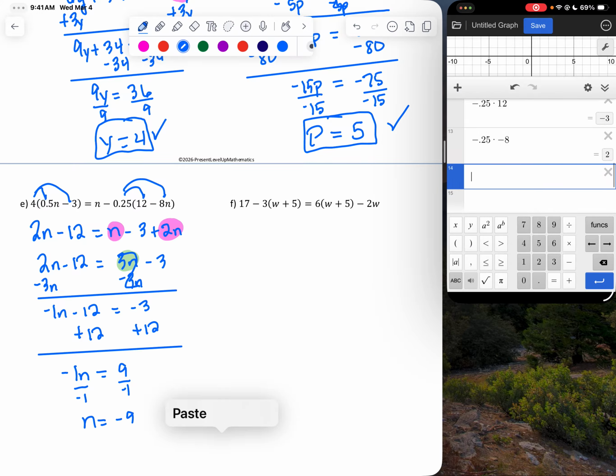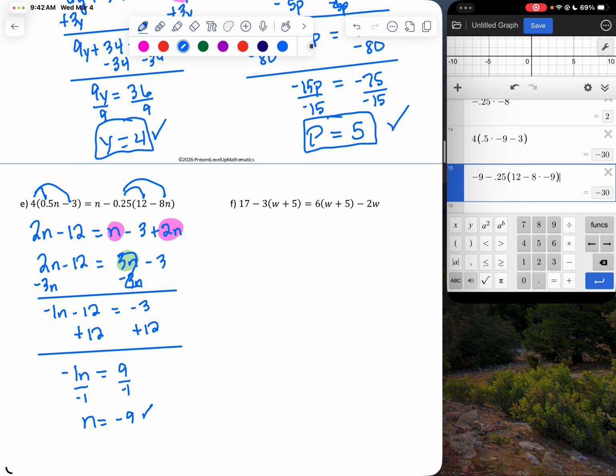Now, let's check that solution for parenthesis 0.5 times negative 9 minus 3. So that side equals negative 30. So over here we have negative 9 minus 0.25 parenthesis 12 minus 8 times negative 9 close parenthesis, and that side equals negative 30. So that checks out. All right, pause the video and try problem F on your own.